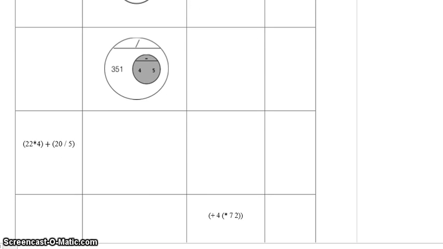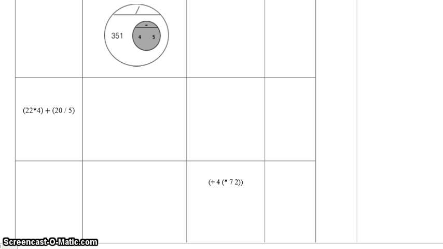Let's take a look at the second one. We see a circle of evaluation indicating that we're taking 351 and we're dividing by 4 minus 5. So in math, in our first column, we would write this out as 351 divided by, which is most easily shown as a fraction symbol, 4 minus 5 down in the denominator.